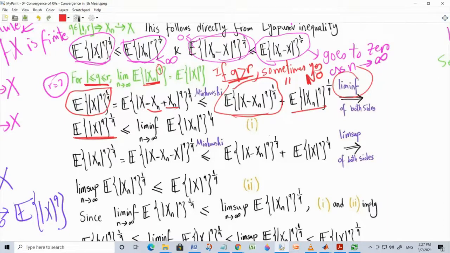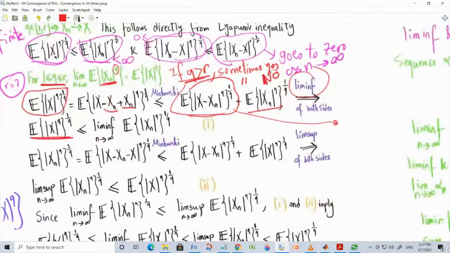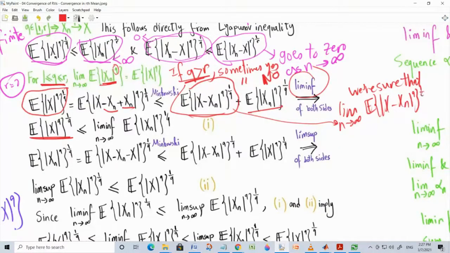We are sure that the limit of this term, so again, this is the term in the definition, as n goes to infinity is equal to 0 by definition, because we have convergence in the rth mean. So if the limit exists, there is a theorem: if the limit exists, then limit infimum is equal to the limit, and limit supremum is equal to the limit. So basically, the limit infimum of this quantity is exactly equal to 0 because the limit is 0.